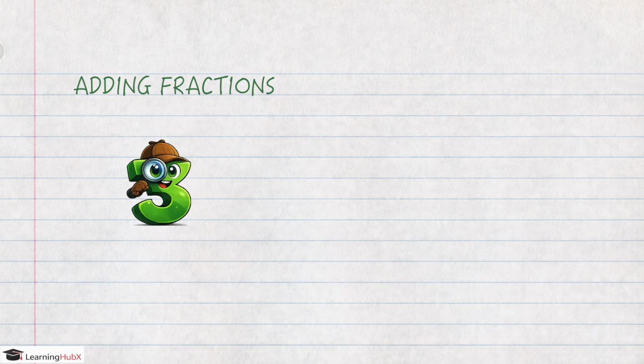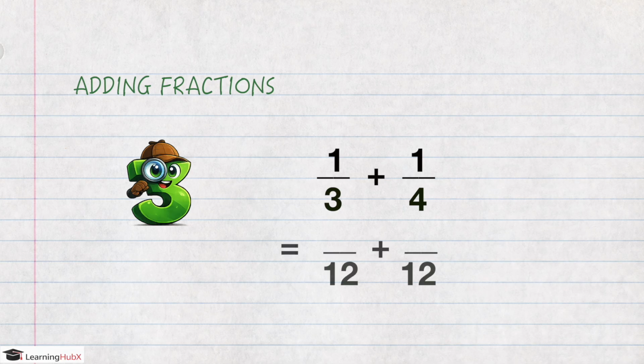So far, we've been using pizza to help us understand fractions. That's great for building intuition. Now let's try something without pizza. Here is a small test for you. What is 1 over 3 plus 1 over 4? Step 1. We need a number that both 3 and 4 can divide into. If we multiply 3 and 4, we get 12. Both 3 and 4 divide evenly into 12. So 12 is a common denominator.